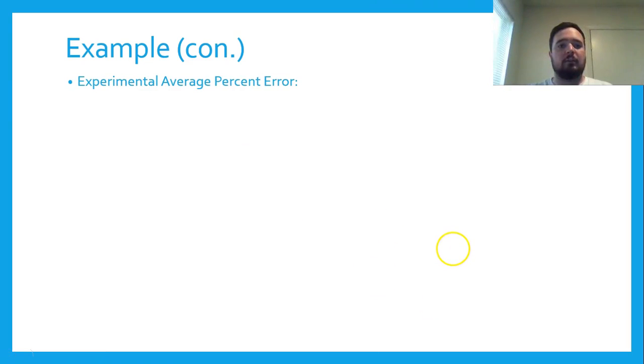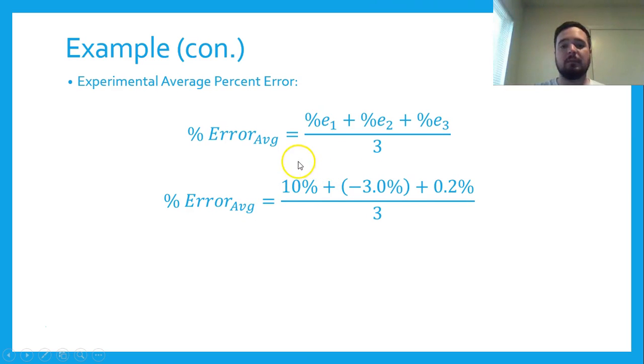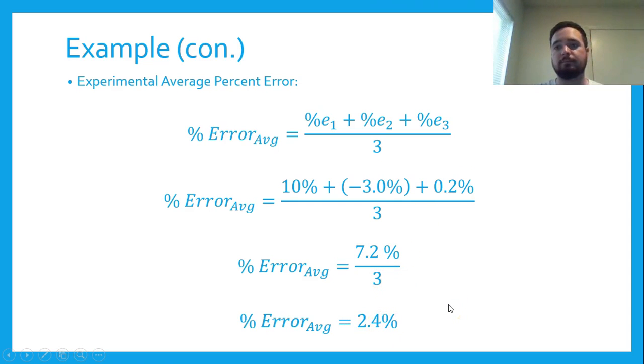All right, and lastly, the experimental average percent error for all of them. This assumes that I've already done the percent error for trials 2 and 3. My equation will fit to this. n becomes 3, because that was the highest number of trials that I did. So I end with my third trial of percent error up top, and 3 is going to be on the bottom. I plug them in: 10% plus a negative, so it's 10 minus 3 plus 0.2, divided by 3. You should end up with 7.2% divided by 3, and that's how you get 2.4.